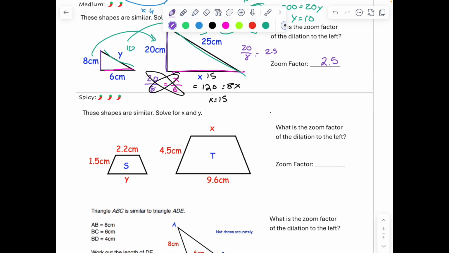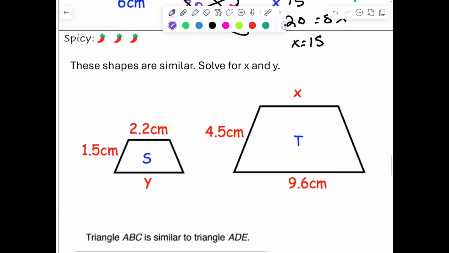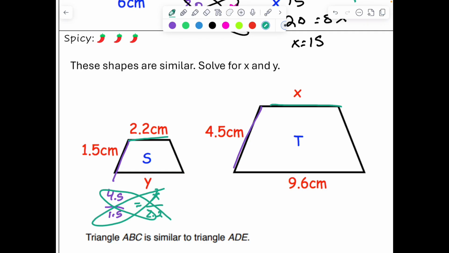All right, then on to the spicy. We just have some more annoying numbers here, but same sort of deal. So these two sides, 4.5 divided by 1.5, and x over 2.2. We're going to cross multiply. So 4.5 times 2.2 is 9.9 equals 1.5x.